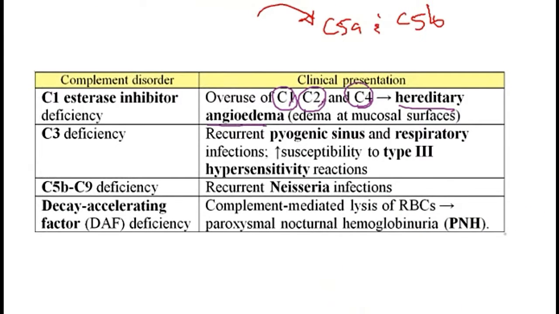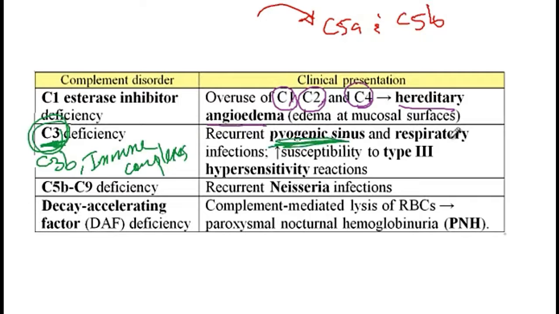Now back to the table. The next disorder is the C3 deficiency. So C3, as you know, is required for the formation of C3b, and it's also required for the removal of the immune complexes. So if there is a deficiency of C3, then there would be recurrent pyogenic and respiratory infections because there is no C3b to opsonize the bacteria.